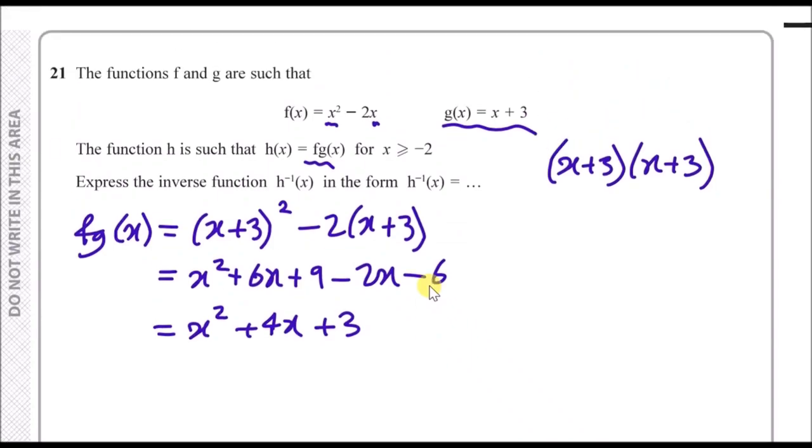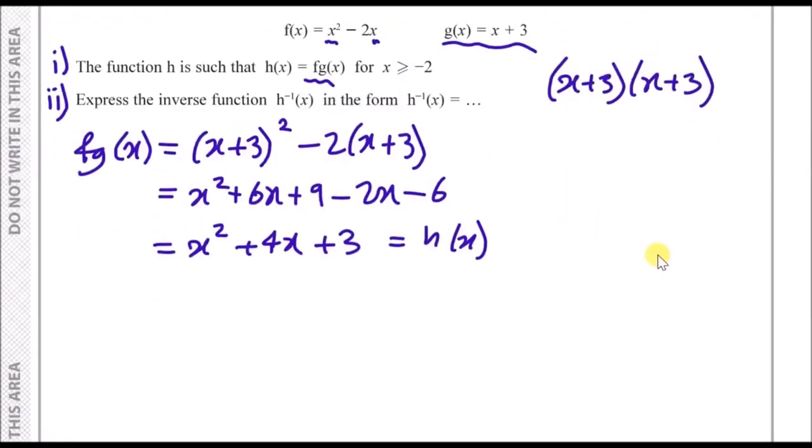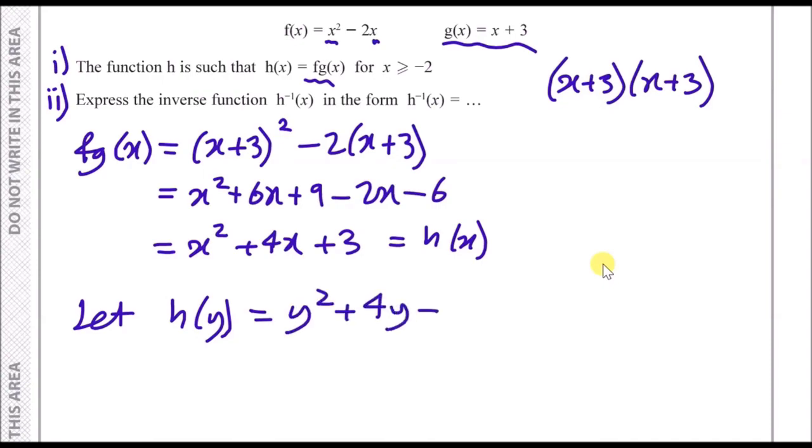Now here comes the main part, yeah? So you can imagine this was part 1. Now for the second bit, it says express this function, so this is essentially all h(x), in the form of the inverse, so the h inverse function. Now to get the inverse function, there's a nice little trick. Because we work in terms of h, we always start like this. We say, all right, let h(y), so replace all these with y, equal y squared plus 4y plus 3. And now we're going to make this all equal to x. That's really what you do. You just flip all the letters around and make it equal to x.